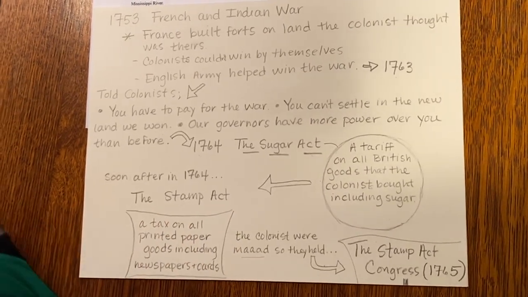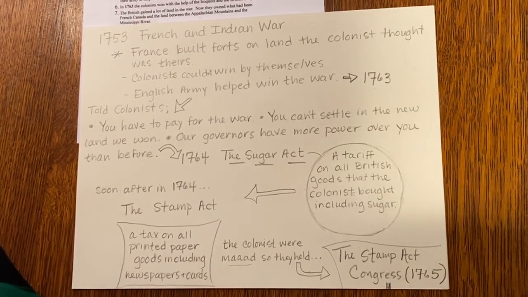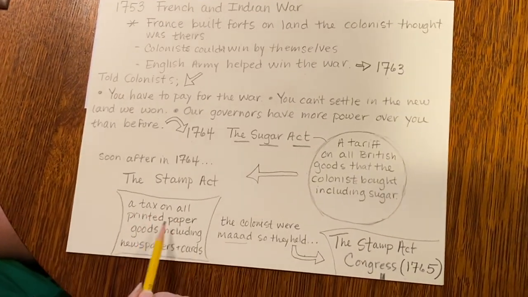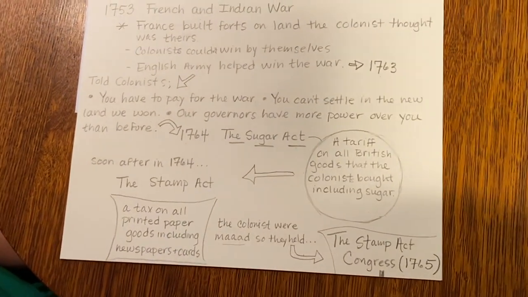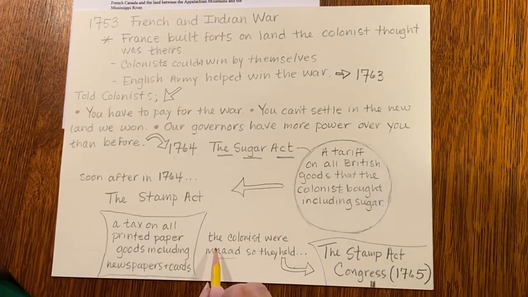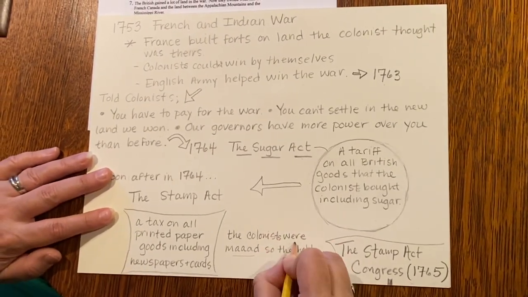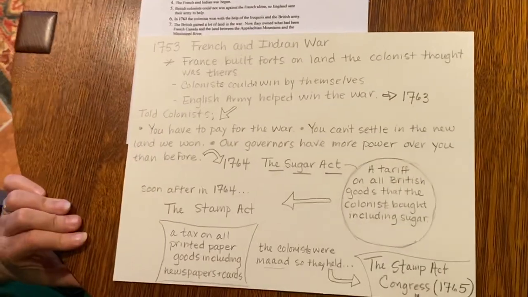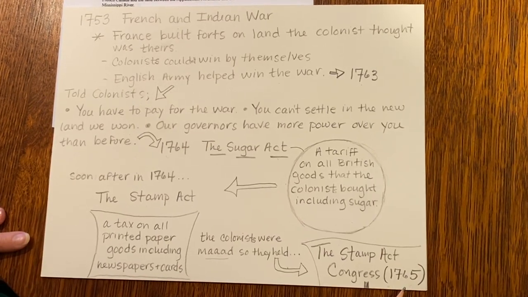Act. And I put that in a different kind of bubble. And a short explanation of what the Stamp Act was. It was a tax on all printed paper goods, including newspapers and cards. And then here, I put a little comment. The colonists were mad, so they held the Stamp Act Congress in 1765.